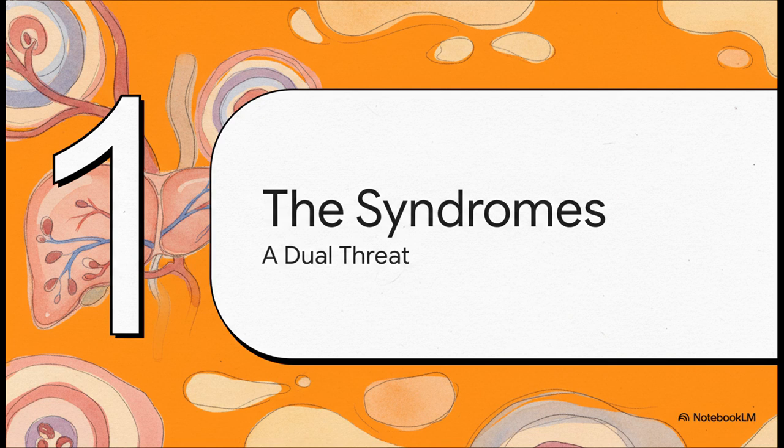Okay, first things first, let's establish our framework by really defining the two conditions at the heart of our case. That's Budd-Chiari Syndrome and Antiphospholipid Syndrome. I mean, understanding each one of these individually is the critical first step. Only then can we really appreciate why putting them together creates such a uniquely dangerous clinical puzzle.